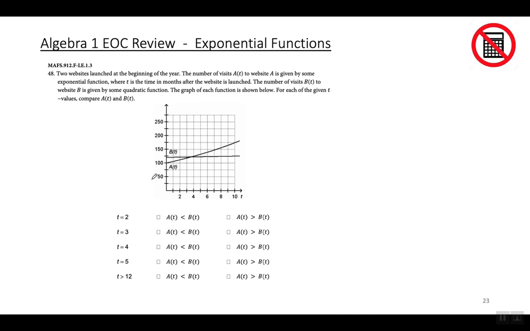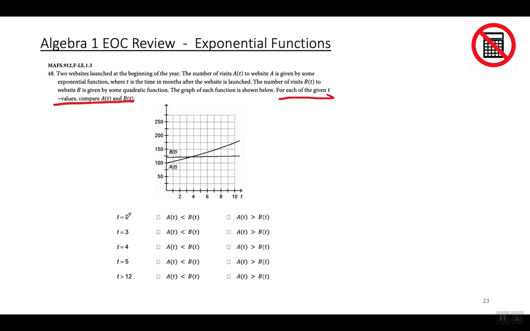All right, this is something that looks hard, but if you analyze it, it's actually very simple. They just want us, for each of the given t values, to compare a of t and b of t. So a of t is this line right here. It says right here, that's a of t. B of t is this line right here.